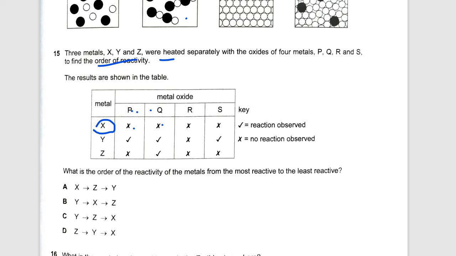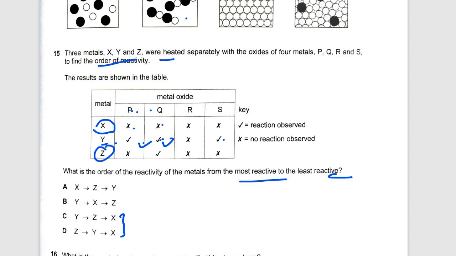So which option is possible? It is the order of reactivity of the metals, most reactive to least reactive, so X should always be at this corner, so either C or D. Now how do we figure out which is Y and which is Z? When you put the Y metal and react it, it shows reactivity here and here. You are seeing reactions, which means Y is the most reactive metal. It shows reactivity with all three, 1, 2, 3. So Y will be most reactive.